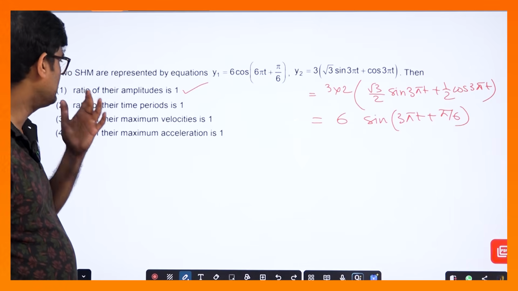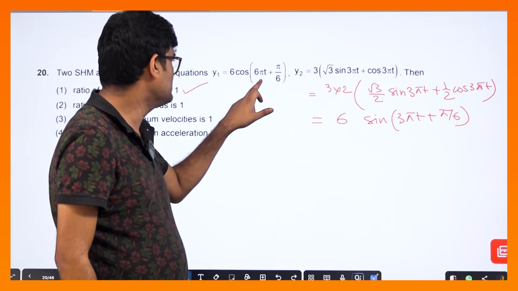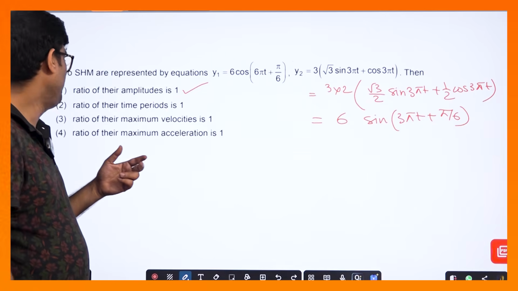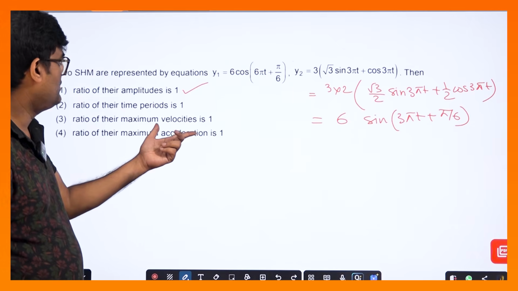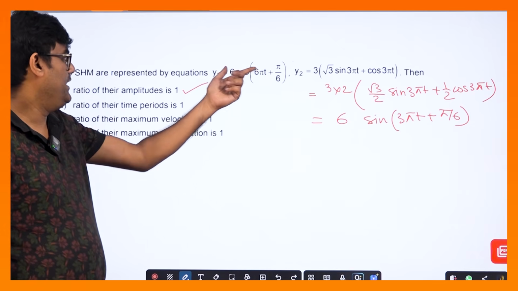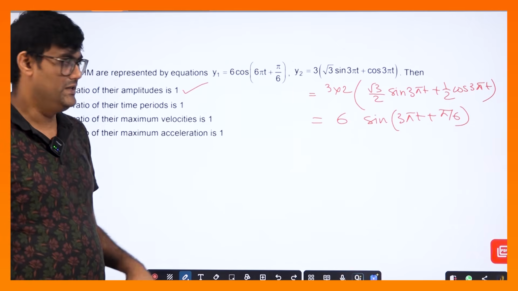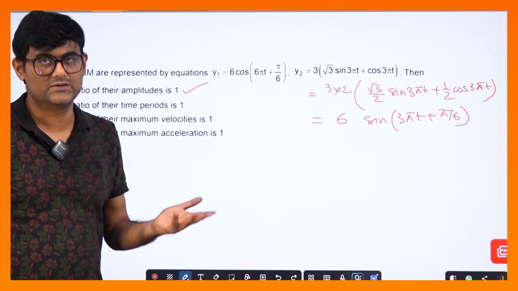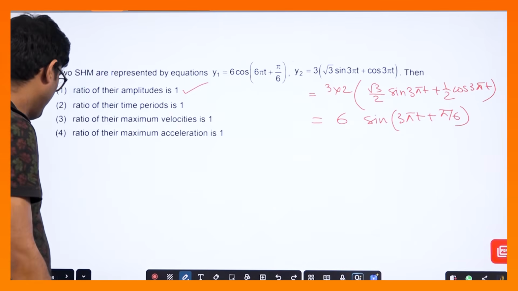Ratio of the time periods is not 1 because it is 6 pi and it is 3 pi, right? So omega is different, time period is different. Ratio of their maximum velocity, if omega is different, then a into omega, the maximum velocity, will also be changed. Ratio of their maximum acceleration, again it is omega square a, that is also different.